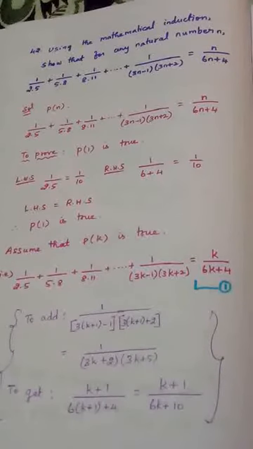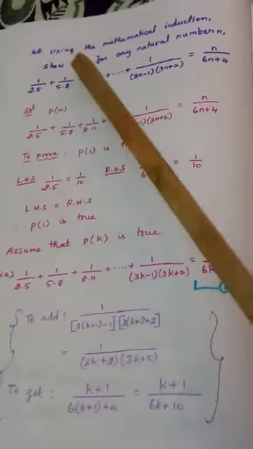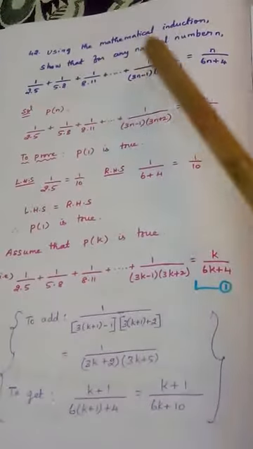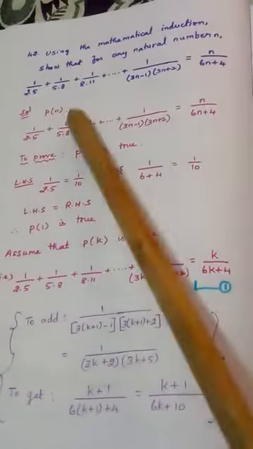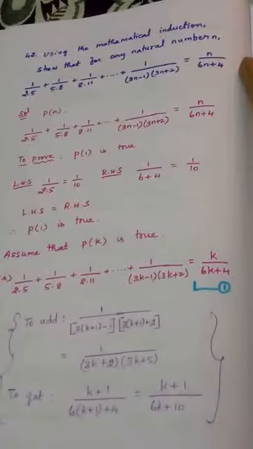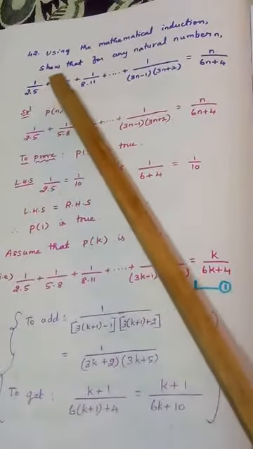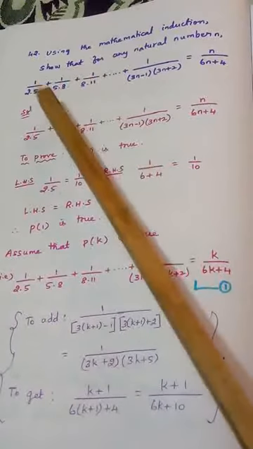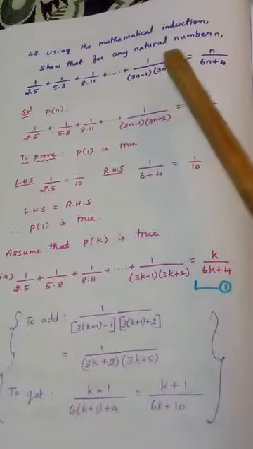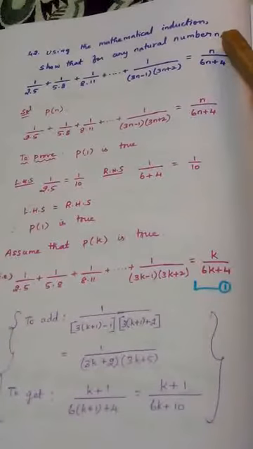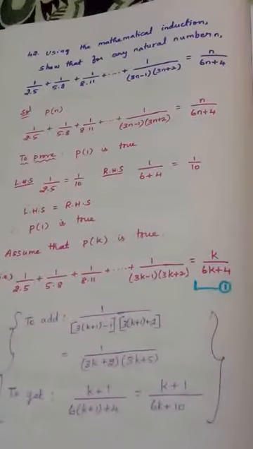Question number 42. Again, using mathematical induction, show that for any natural number n, this is the result. This result means 1 by 2 into 5, 1 by 5 into 8, 1 by 8 into 11, and it goes on like that, up to 1 by 3n minus 1 into 3n plus 2. If we add terms like this, the answer is n by 6n plus 4. This is what the statement is. We need to prove it is true by using mathematical induction.